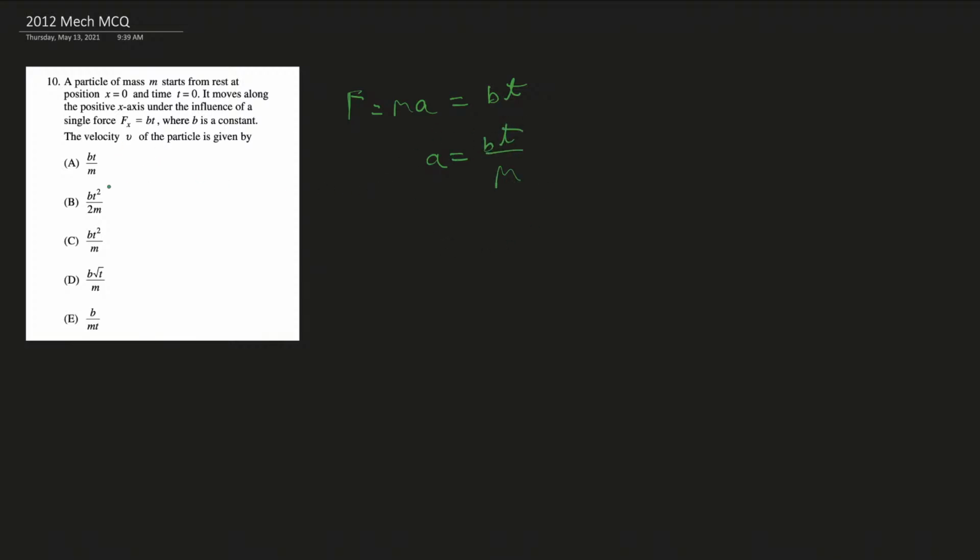Now, the question asks us for velocity. So if you stopped right there and picked A, you would have gotten it wrong, so do not pick it. The next part is taking this and integrating this function. Right? If you multiply by dt on both sides, you get a dt equals bt over m dt. Take the integral of both sides. And we're just taking an indefinite integral, so it's not really a big deal if you do plus C here or not.